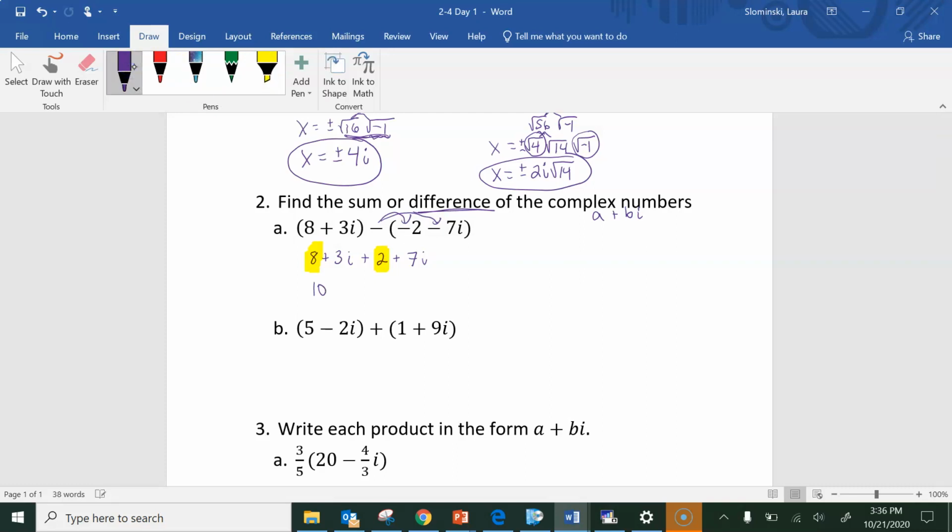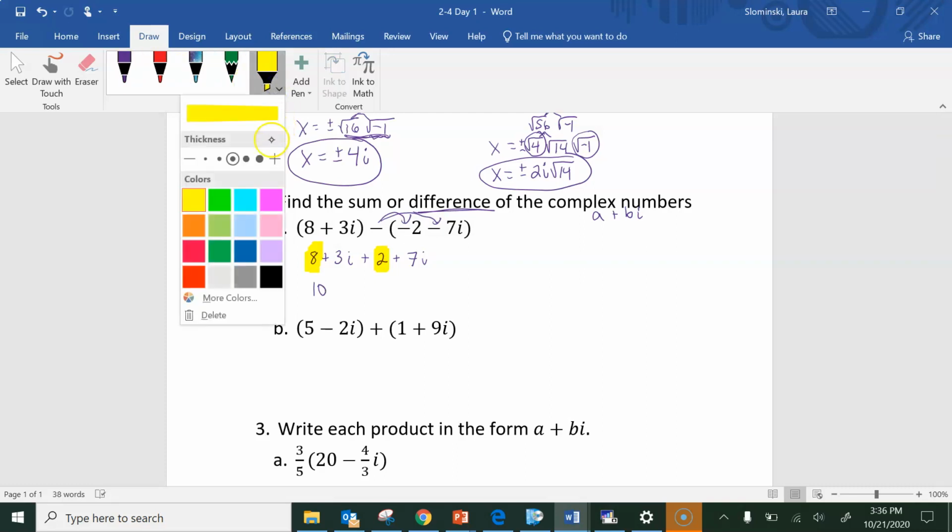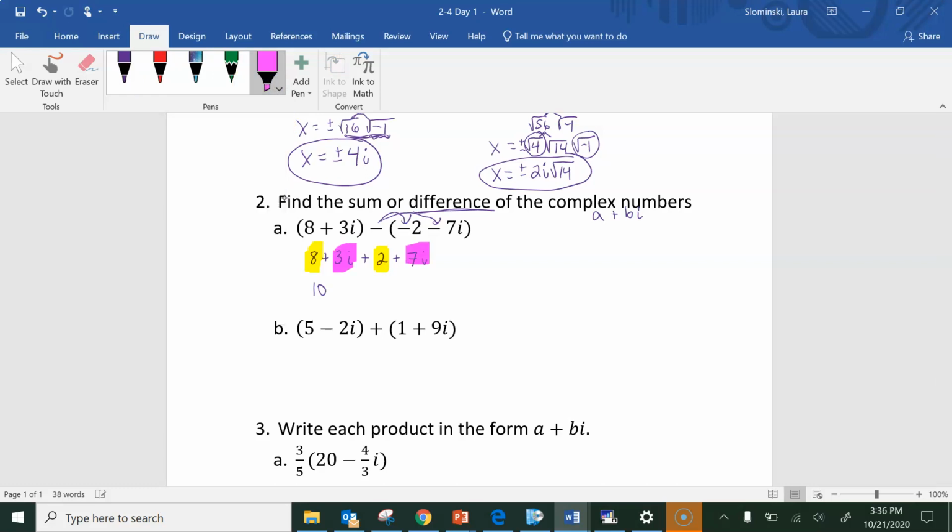8 plus 2 is 10. Then I'm going to add the things with the i's, the imaginary parts, together. And 3i plus 7i is 10i. Sorry, looking at my answer key. It was wrong. Okay, I think we're right there. Okay, so if you have the minus, you get 10i.